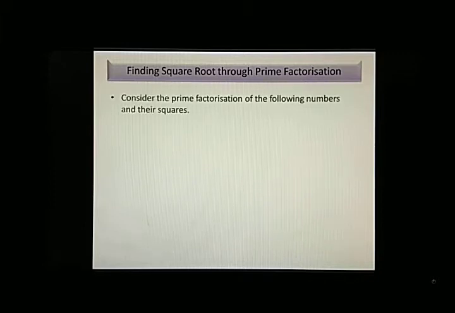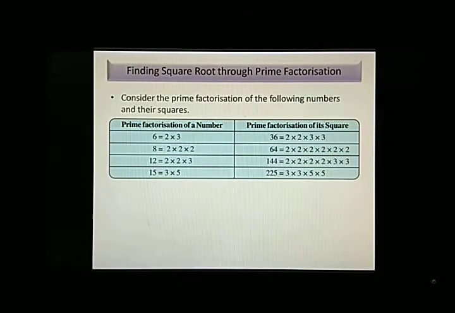So here it is given, consider the prime factorization of the following numbers and their squares. Here is a table you can see. These are the prime factors of a number and these are the prime factors of its square. You can see 6 is a number and its square is 36. If you see carefully the pattern, can you find out something from here?